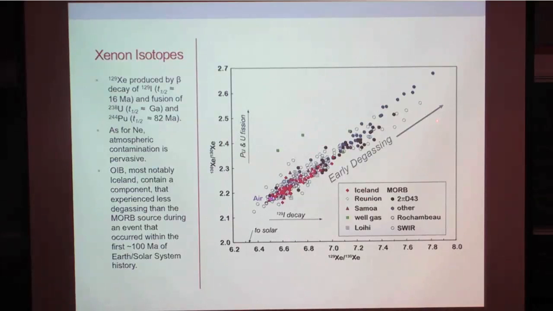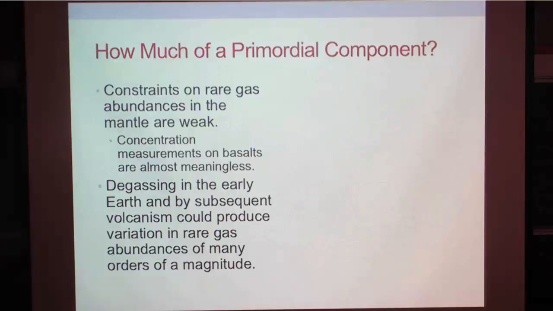Oh, yeah, so this is early degassing brings us this way. Okay, so how much of a primordial component? That's a good question. Constraints on rare gas abundances in the mantle are weak, not non-existent, but they're weak. And in basalts, for example, we can measure these isotope ratios, but the concentration ratios are meaningless. And degassing in the early Earth and subsequent volcanism could produce variations in rare gas abundances by many orders of magnitude. So basically, we don't have too much of an idea.